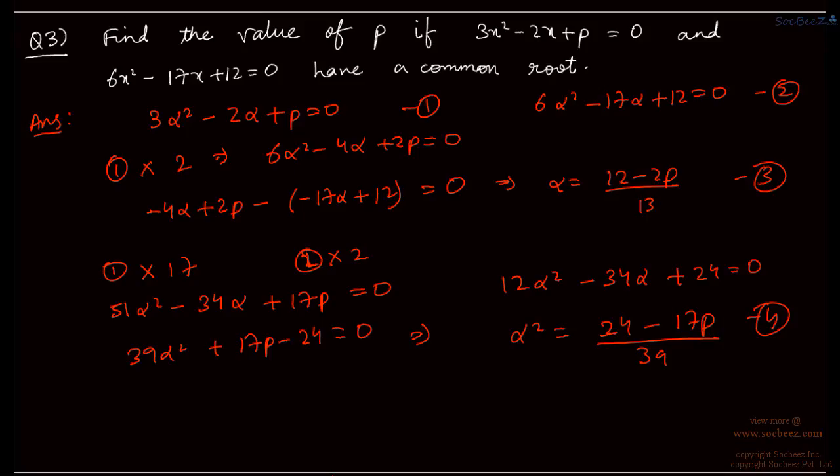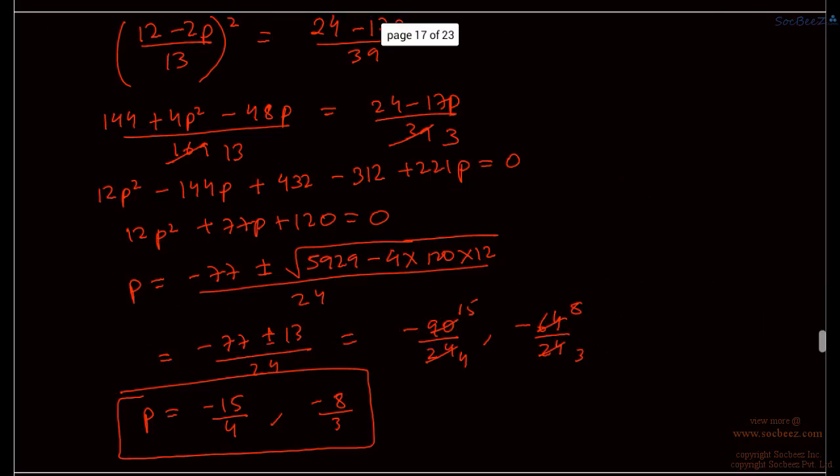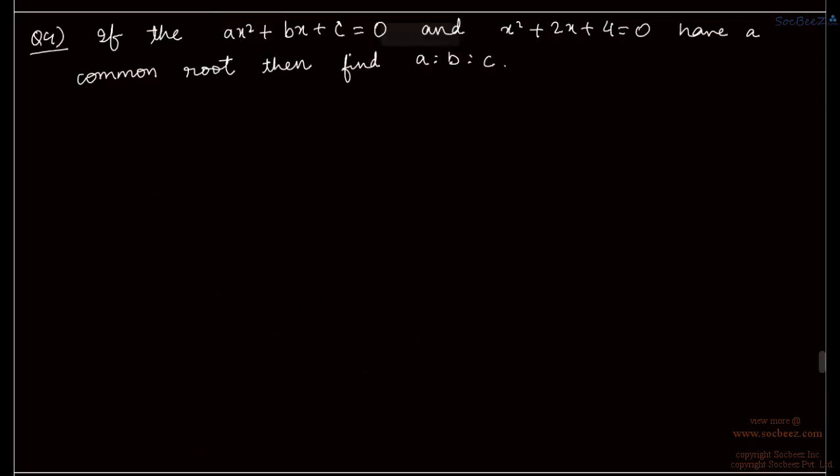You can eliminate both alpha and alpha squared and then obtain the relations and then just do the next step, and you will get something, and then you should get back to what the question asks. So here the question asks of P and we get the values as minus 15 by 4 and minus 8 by 3. Right?